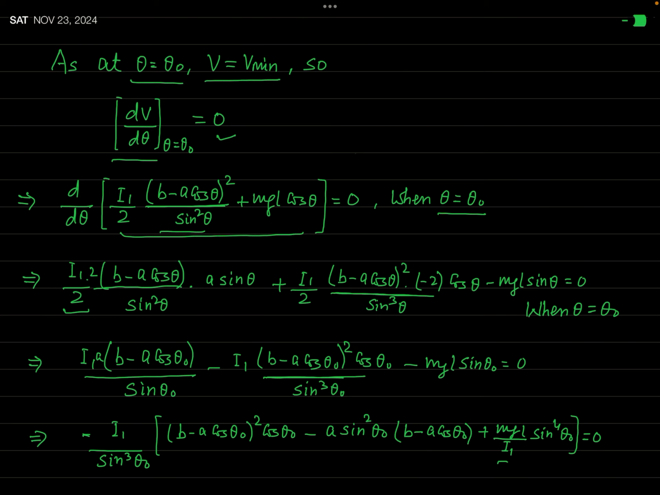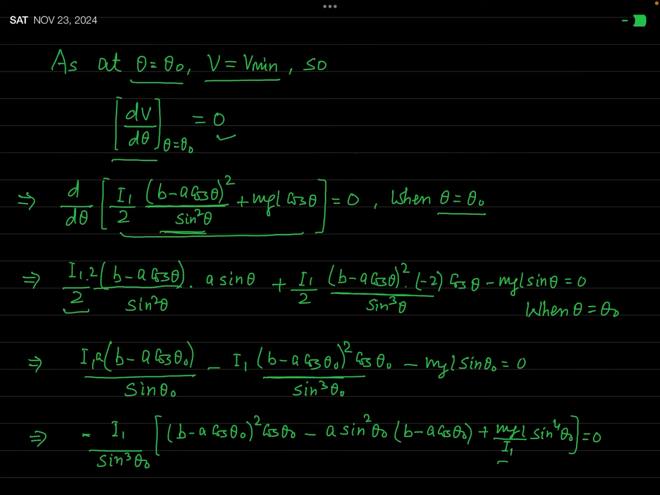Now you can see the function which will be differentiated is (b minus a cos theta) whole square over sine square theta. Here actually there is a product of two functions. The first one is (b minus a cos theta) whole square and another is 1 over sine square theta. So we will use the product rule for its differentiation. First of all, take 1 over sine square theta as it is and differentiate (b minus a cos theta) whole square with respect to theta.